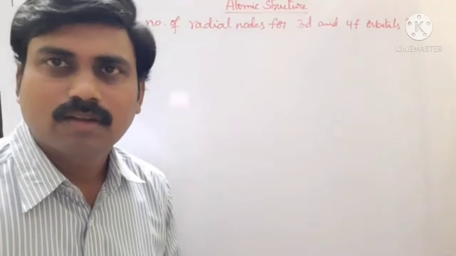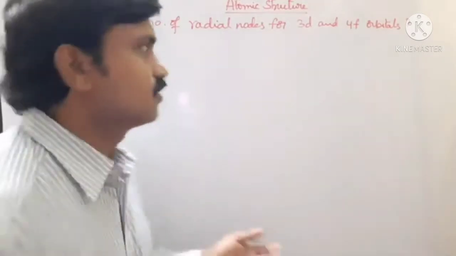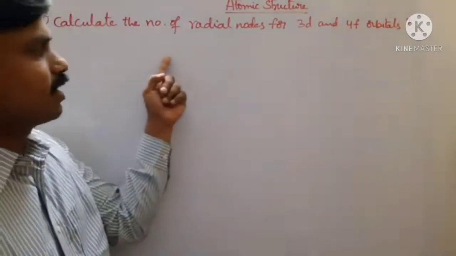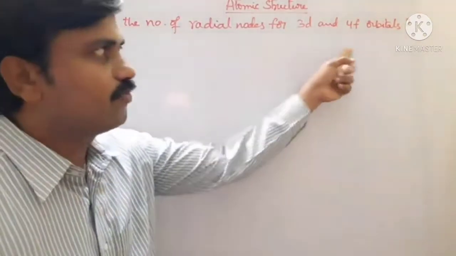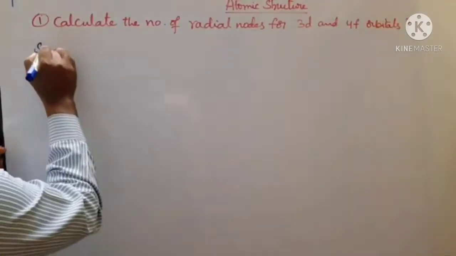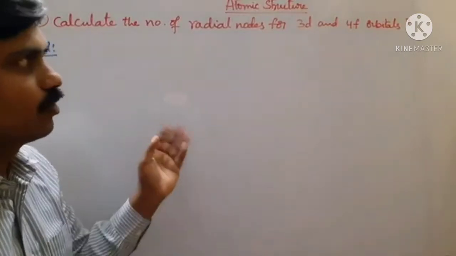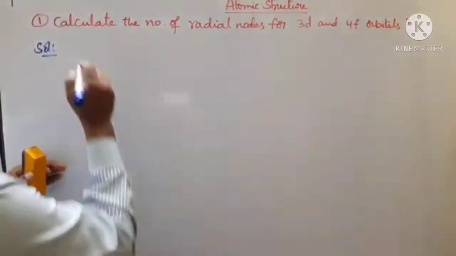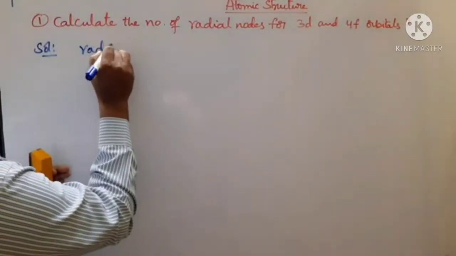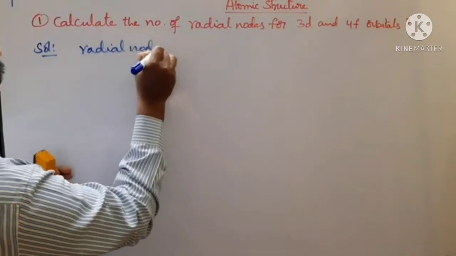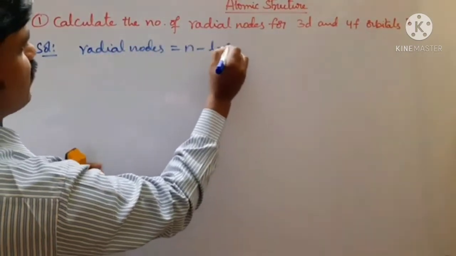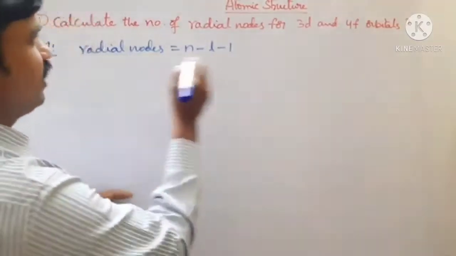Questions based on nodes or radial nodes. Look at the first question. Calculate the number of radial nodes for 3D and 4F orbitals. For calculating radial nodes, what is the formula? It is equal to n minus L minus 1. Look at the first one, 3D orbital.